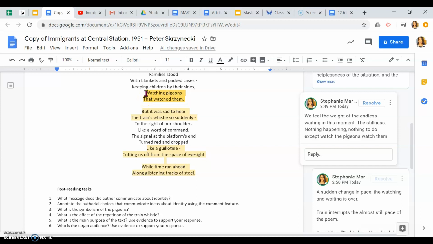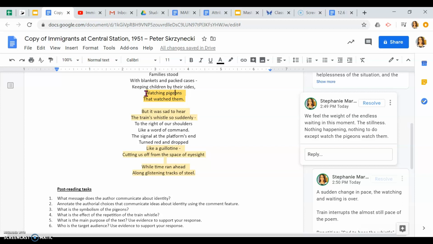So here in this particular part of the stanza and the poem, we really start to feel the weight, the burden of the endless waiting in that moment, the stillness of the moment. There's nothing happening. You can hear a pin drop. And there was really nothing to do except watch these pigeons who are watching them. So you can imagine that emptiness, that hollowness of that moment.